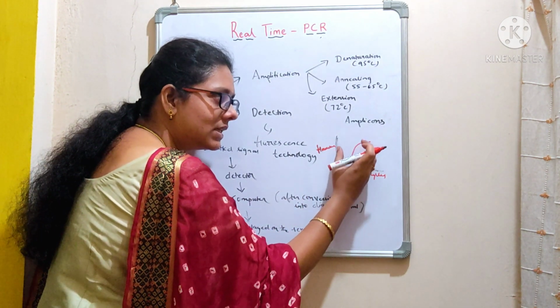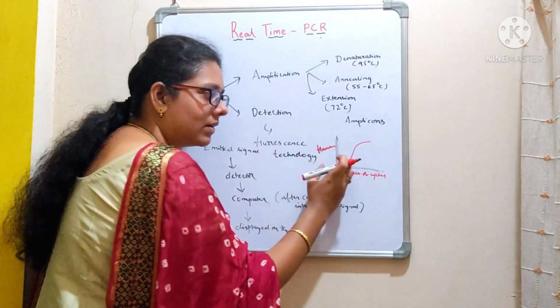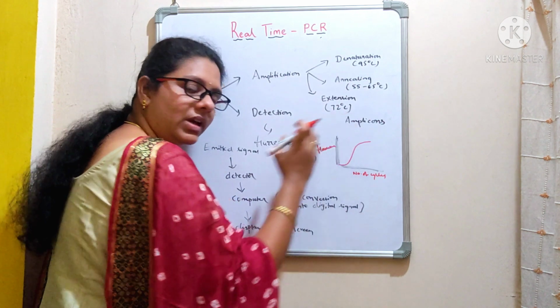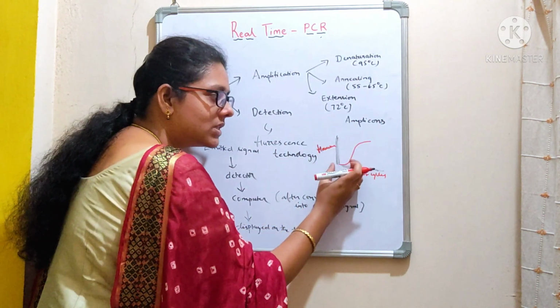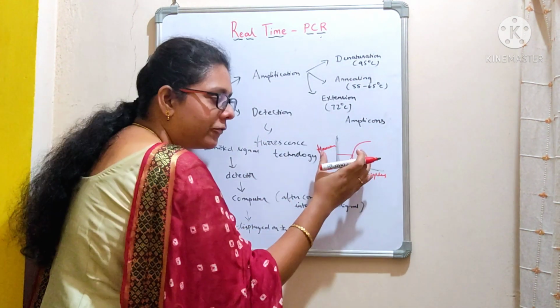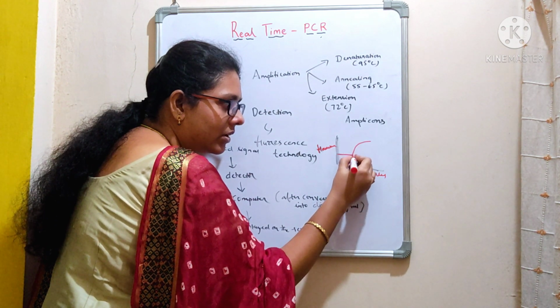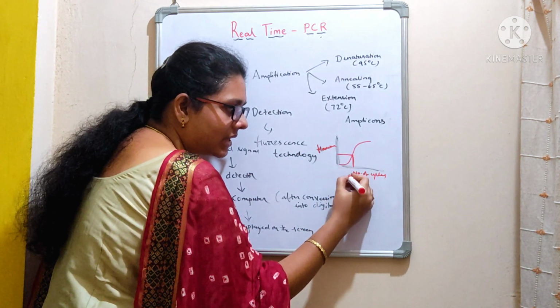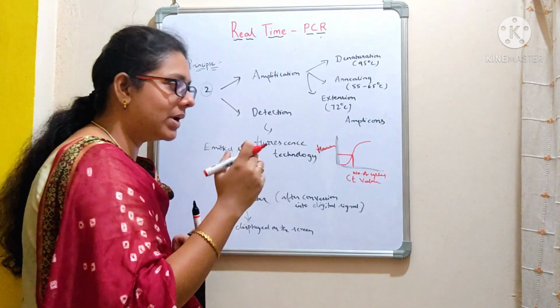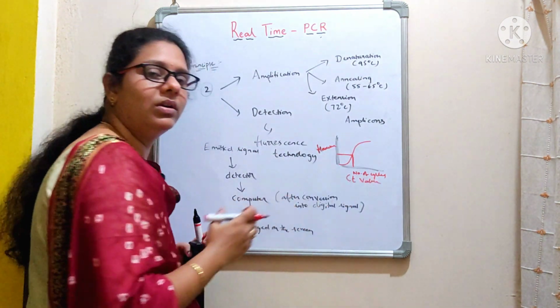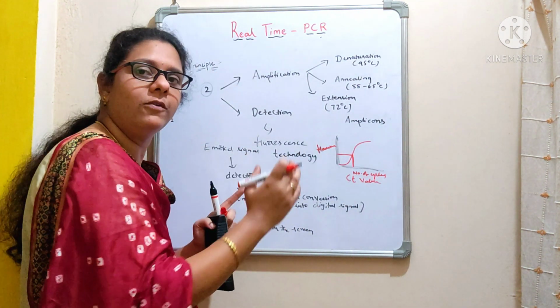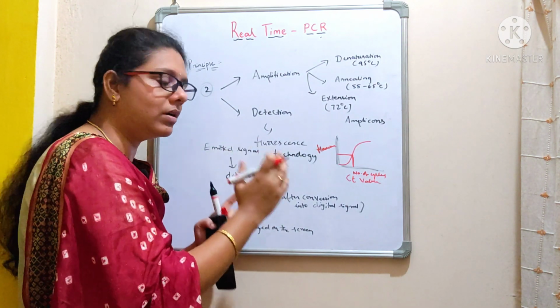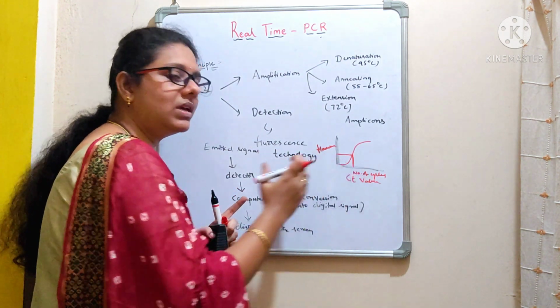With the increase in the cycles, with the increase in the amplification of the gene, the fluorescence will also increase. From this curve, you are going to identify the CT value. Based on that CT value, you will come to know about the amount of gene product that has been produced at the end of the cycle.